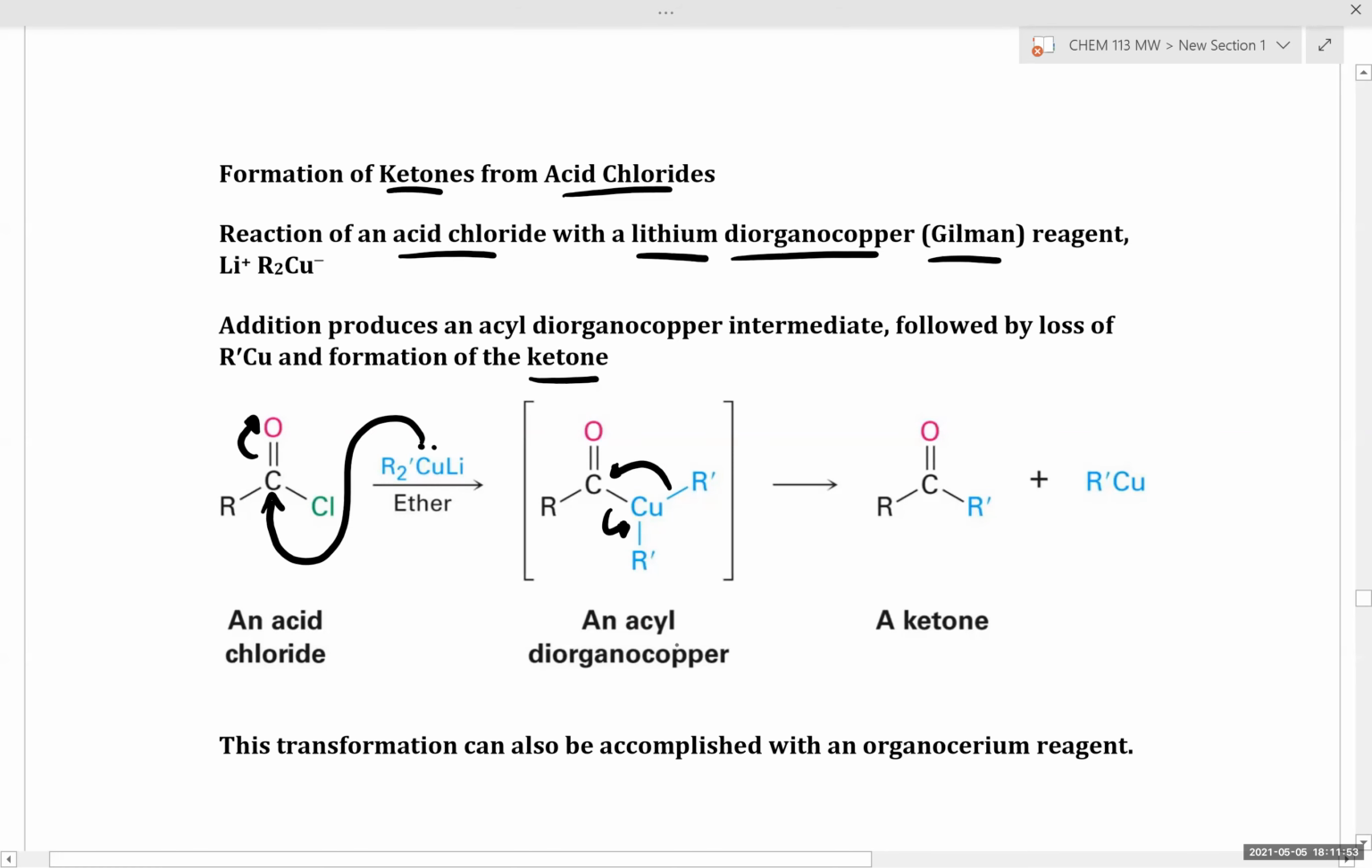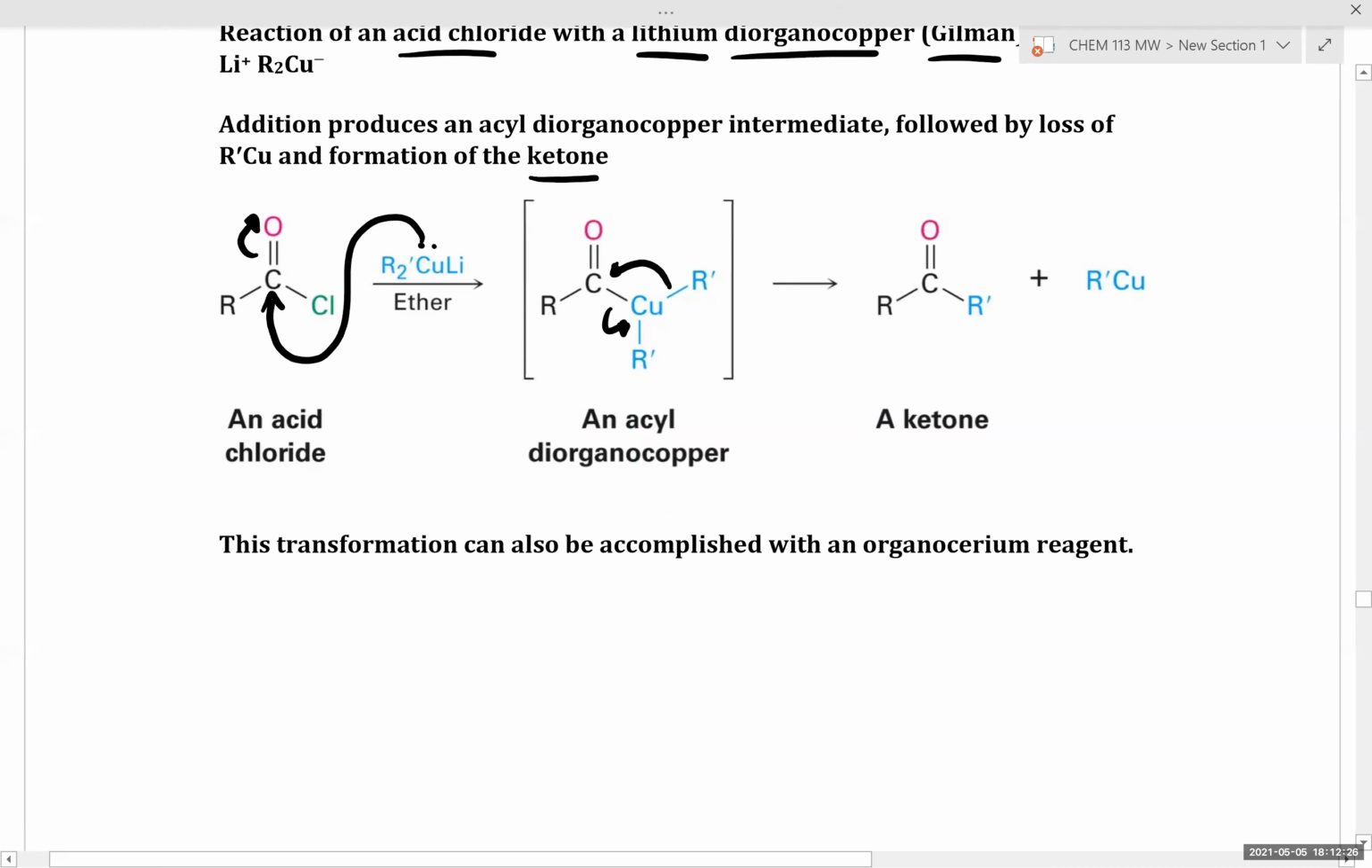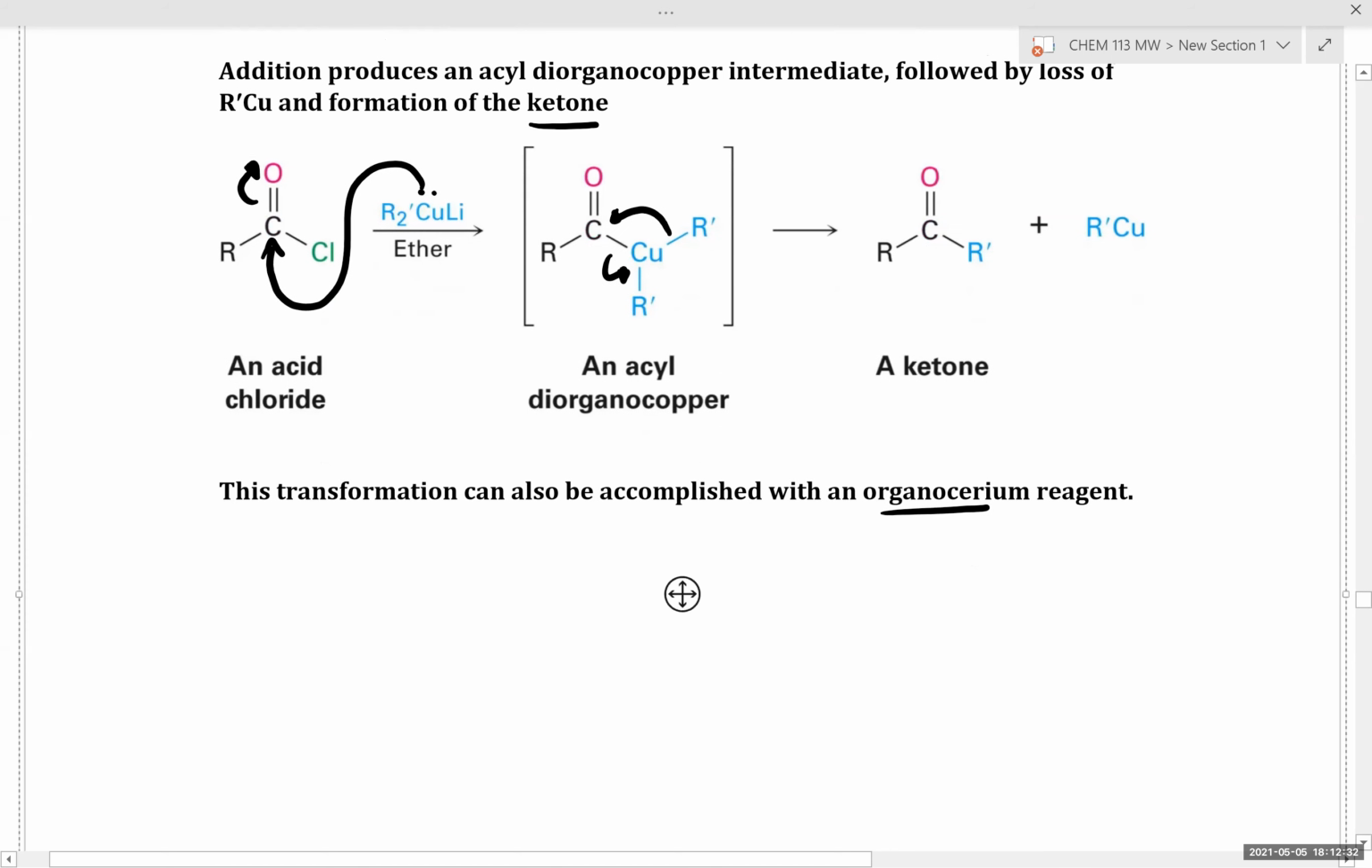Because we go through this acyl diorganocopper species, and because the organocuprate reagents are milder, generally less nucleophilic species, we're able to get chemoselectivity for addition and attack onto the acid chloride without further reaction of our ketone. So this is a useful method to prepare ketones directly from the corresponding acid chloride. This transformation can also be accomplished with an organocerium reagent, though those are less common.